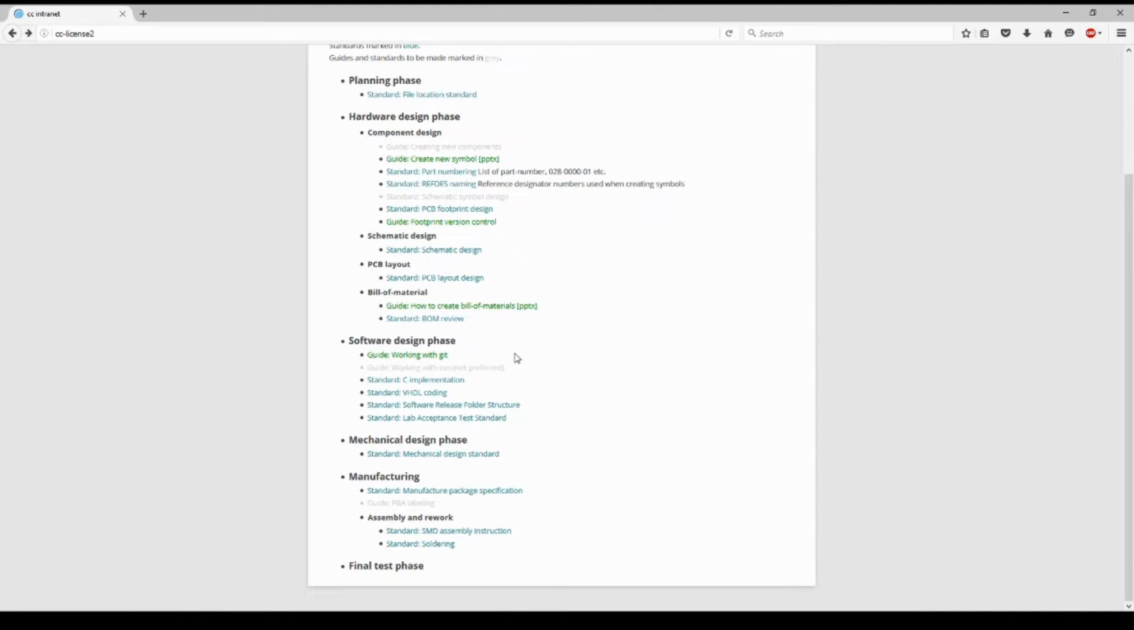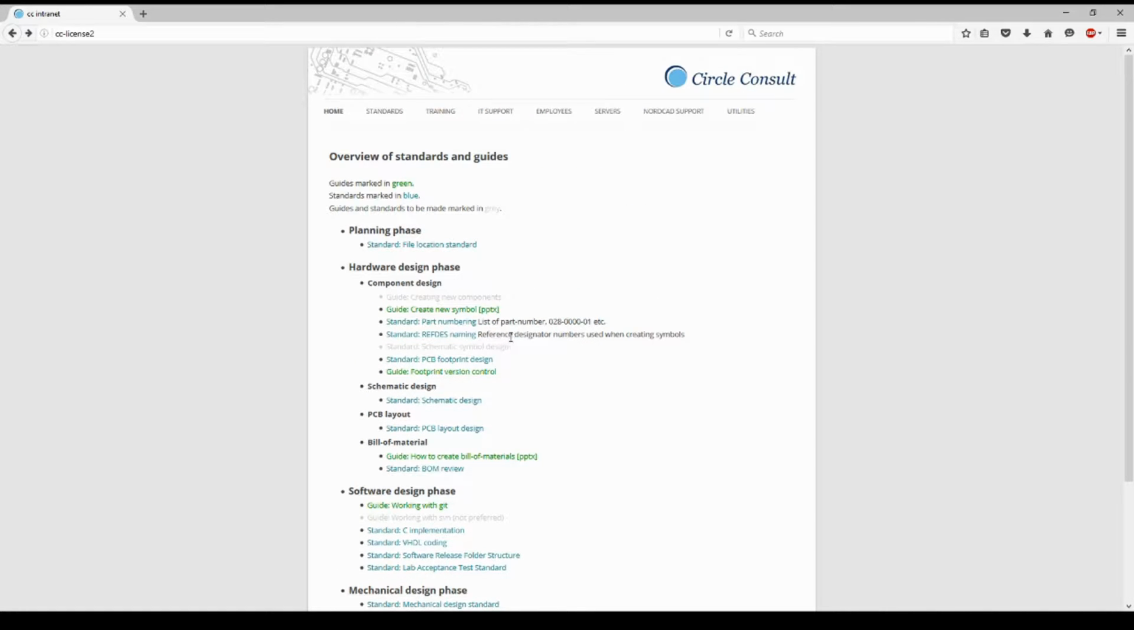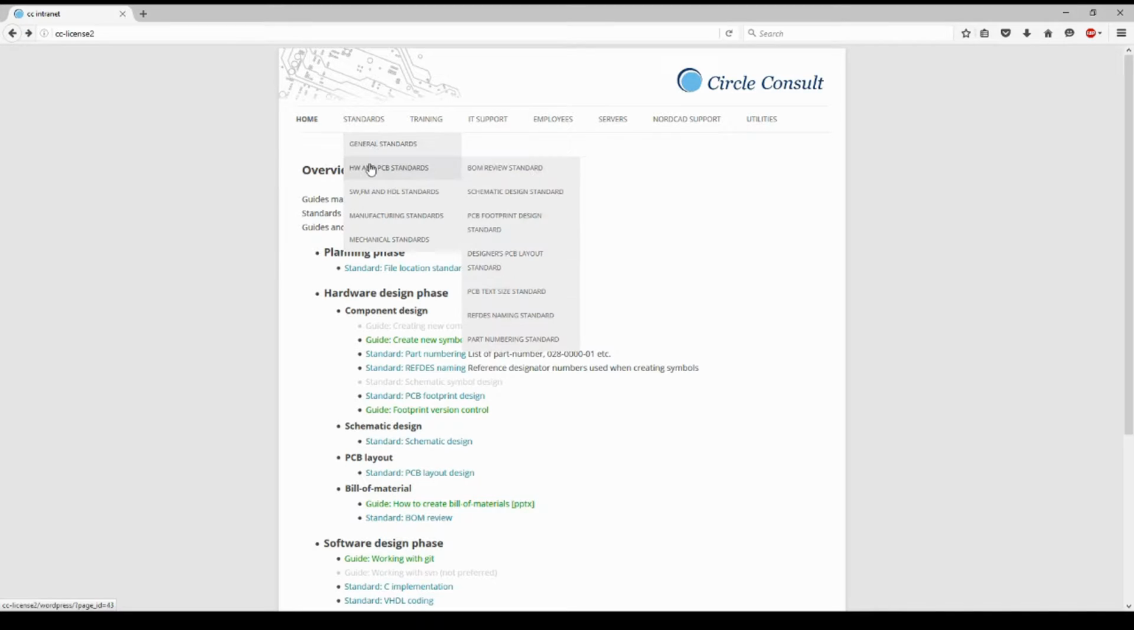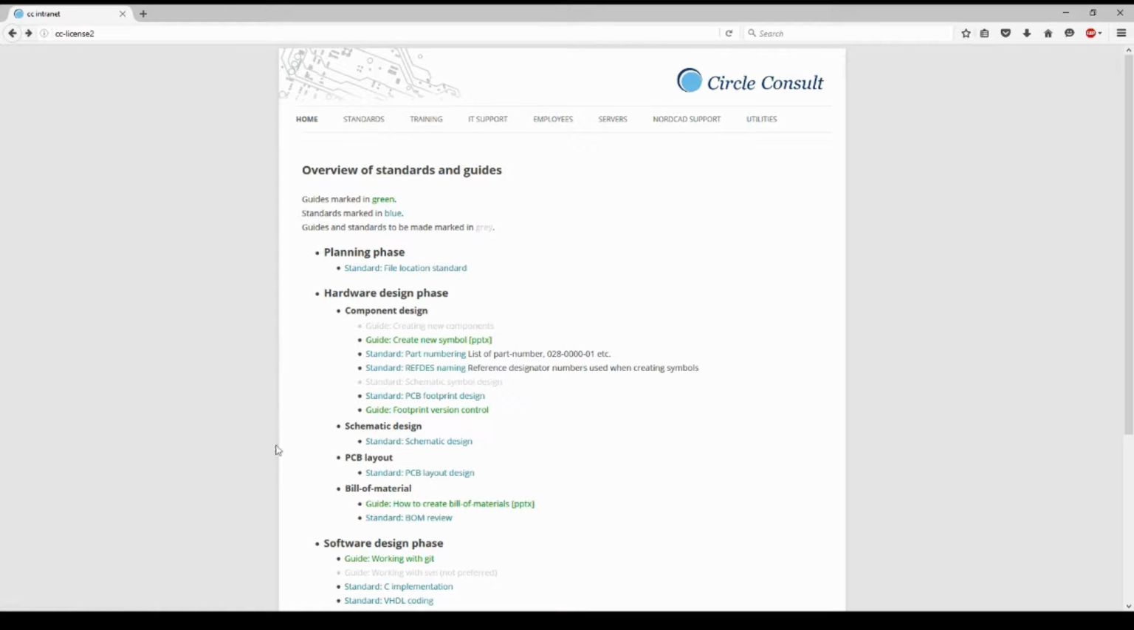If you take a look at the intranet, you would find several places to access it, either by using the standards, hardware and PCB standards, and then the designer's PCB layout standard, or from the quick guide here at the front page, standard PCB layout design.